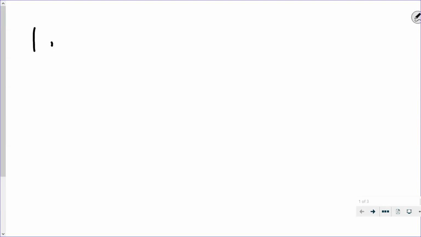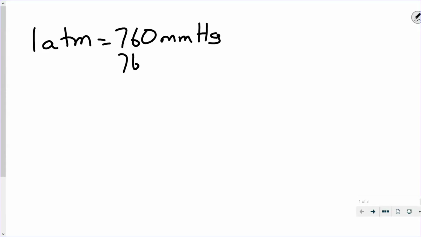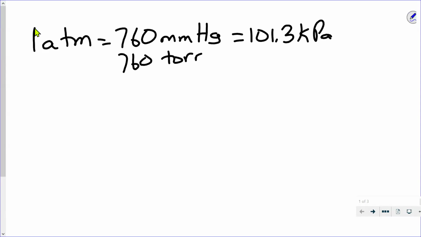Last time I mentioned pressure, 1 atmosphere equals 760 mmHg. There's also 760 torr, which is 101.3 kPa. Now, these are the ones you'll see. I'm also mentioning 14.7 psi.